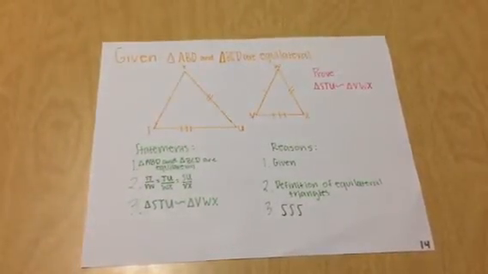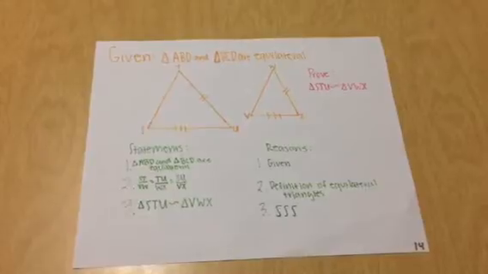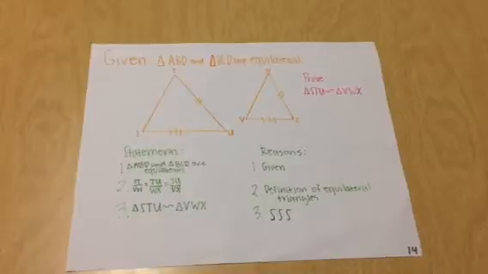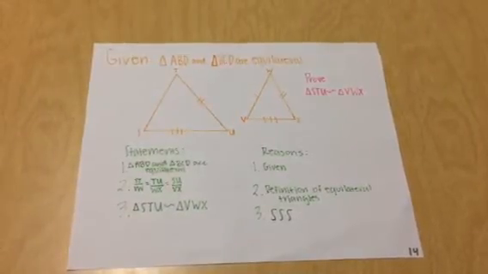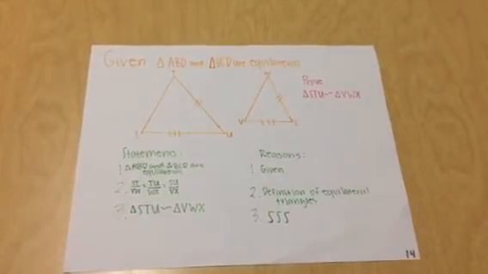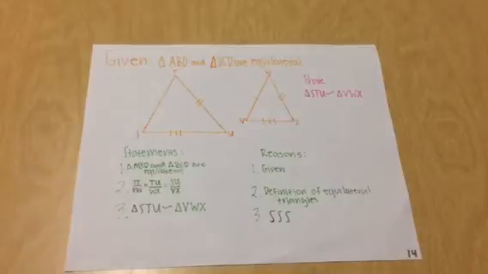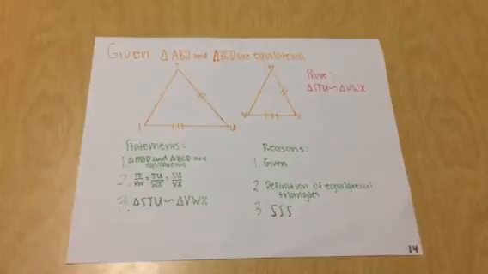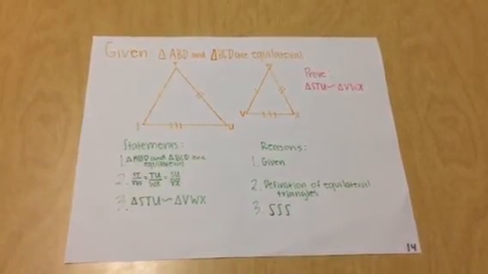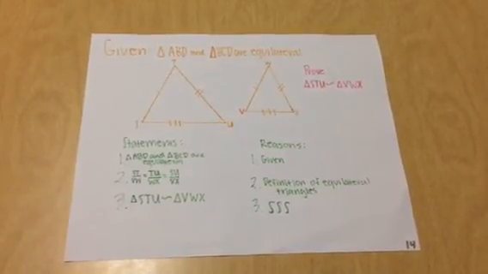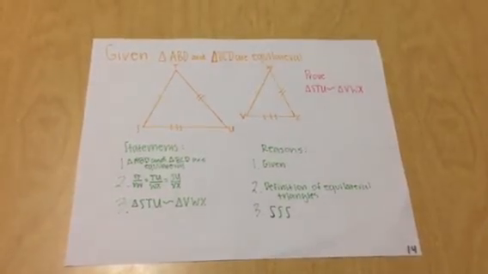In this one, we are trying to prove that triangle STU is congruent, not congruent, similar to triangle VWX. We know that triangle ABD and triangle BCD are both equilateral already. So we know through a definition of equilateral triangles that all of the sides are proportional to each other. So through that we know that triangle STU is similar to triangle VWX through side, side, side.